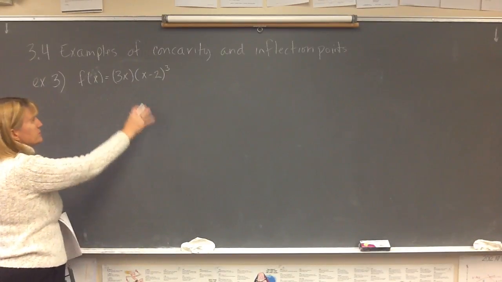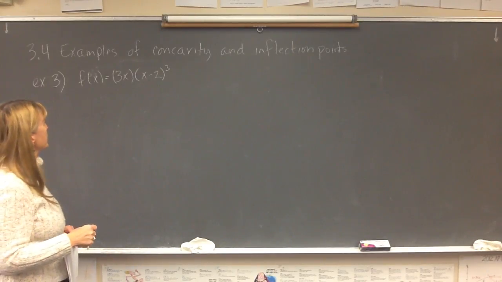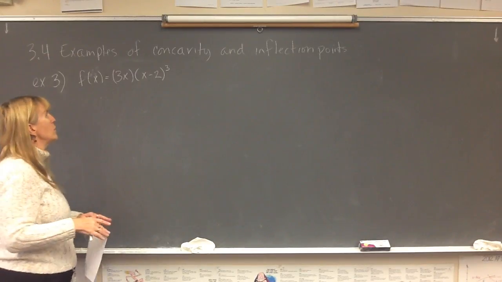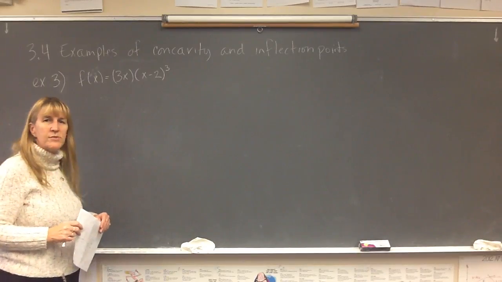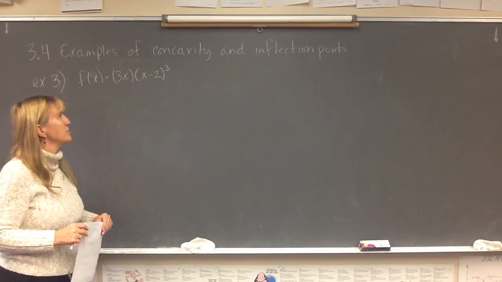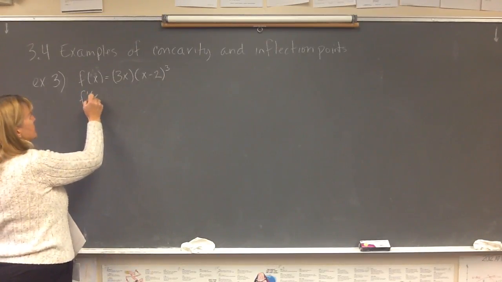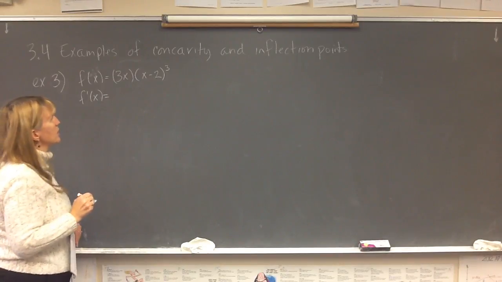We are going to notice that this function itself is a nice polynomial function. There are no asymptotes, there's no holes. It's everywhere continuous, everywhere differentiable, even twice differentiable, so we're not going to have any problems with our second derivative. So we're going to go ahead and take our first derivative here. I have to use a product rule.